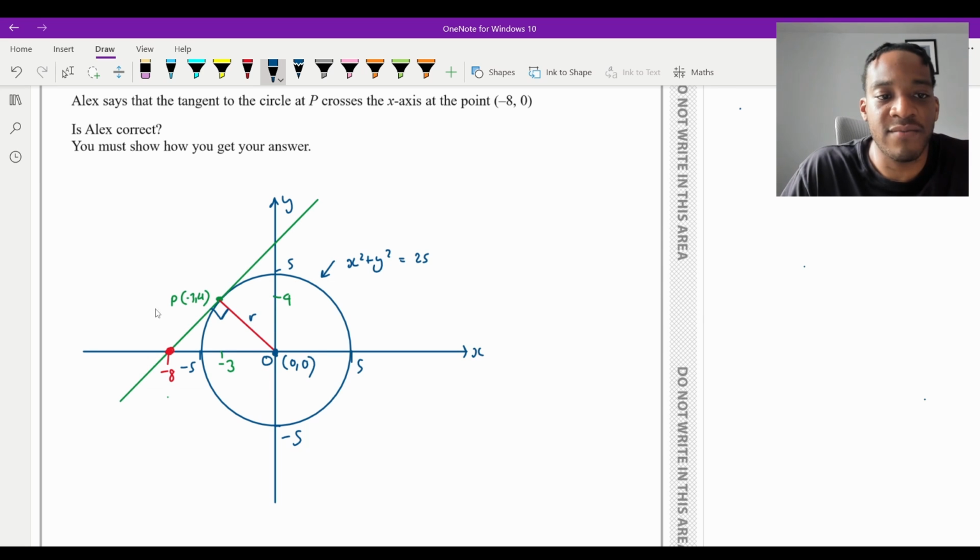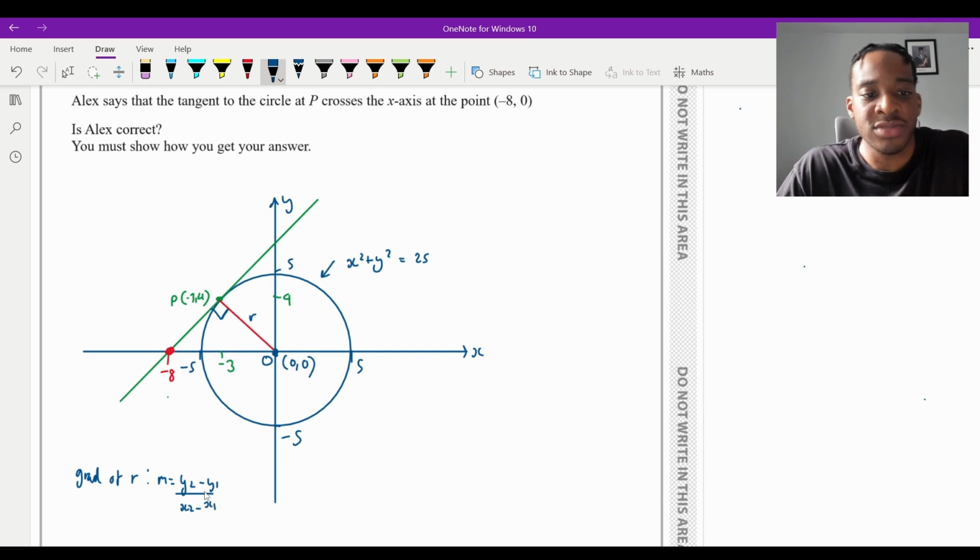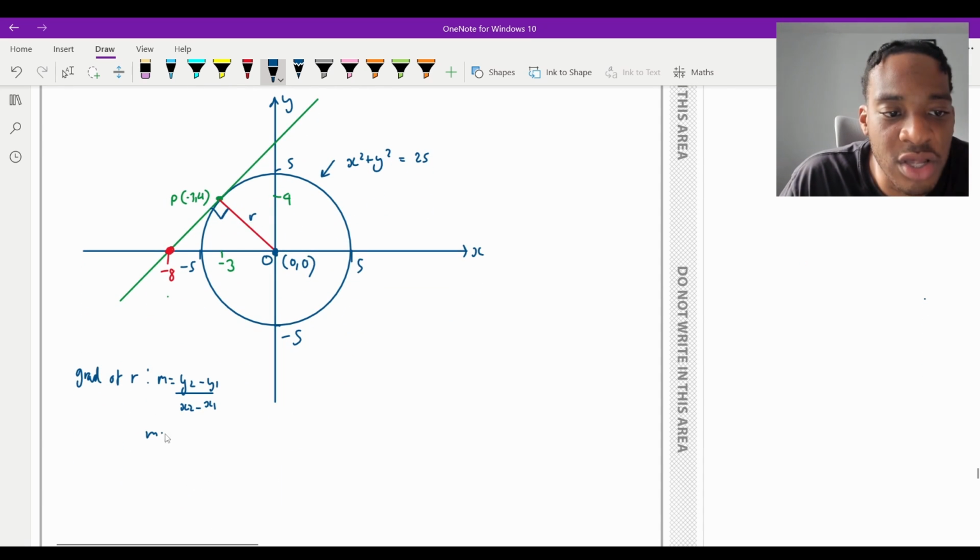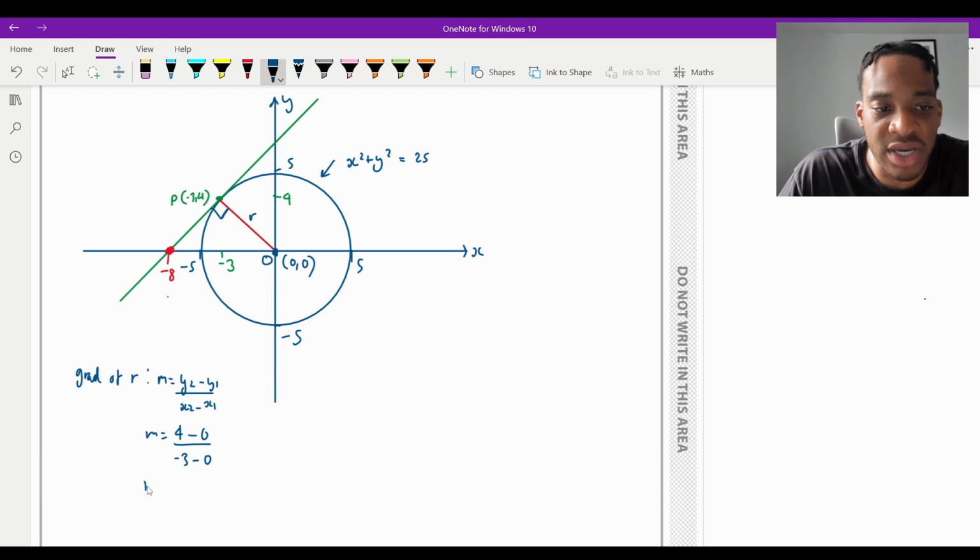So we can say from here, the gradient of the radius R, remember, we're just going to do y2 minus y1. I'm going to do m equals (y2 minus y1) over (x2 minus x1). And the two coordinates I'm going to use are the point P and O. The y coordinate of P is 4, so it's 4 take away the y coordinate of O, which is 0, divided by the x coordinate of P, which is minus 3, take away 0. So the gradient is just 4 over minus 3, isn't it?